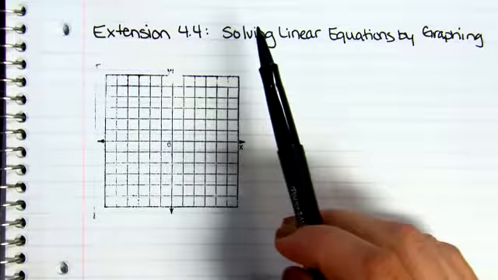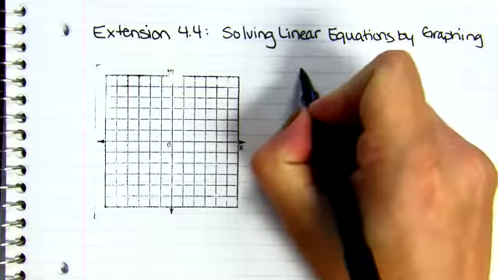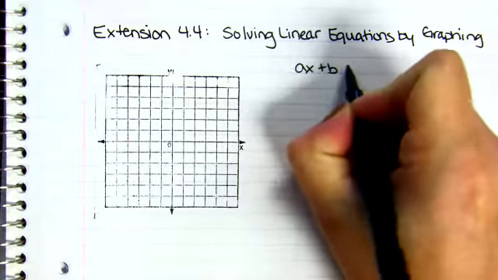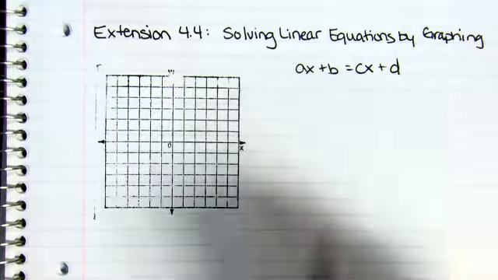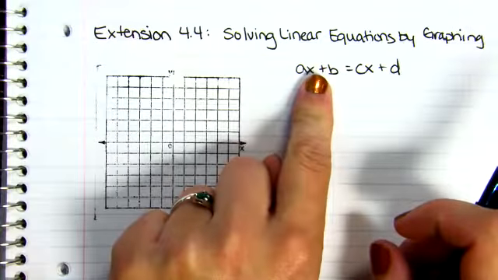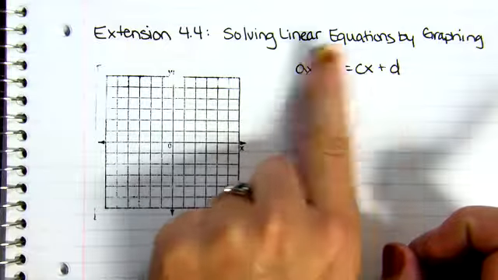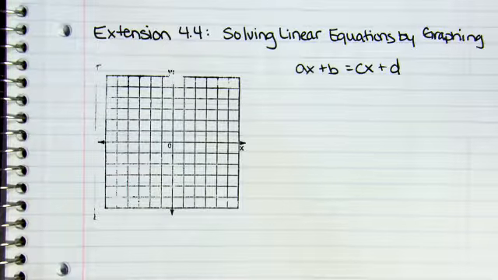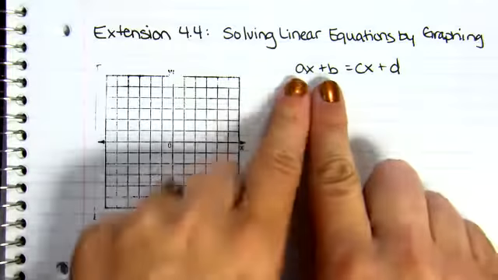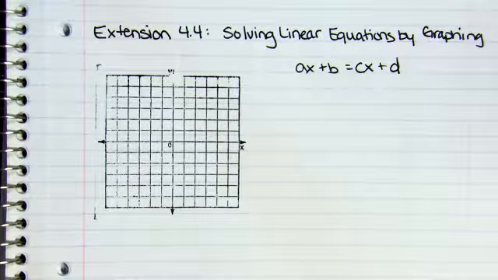For extension 4.4, we're going to be solving linear equations by graphing. This is going to apply when we have a situation that looks like this, which in the past we may have solved algebraically, where we have a linear equation that's equal to another linear equation. We have them set equal to each other from the get-go. So one way that I can solve this is just by graphing these equations and seeing where they overlap.